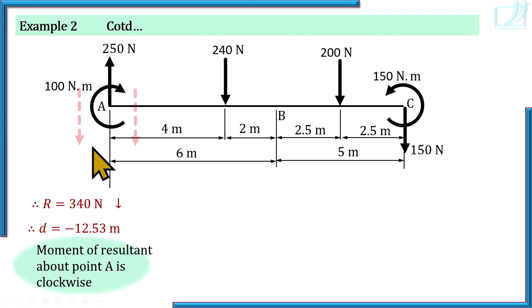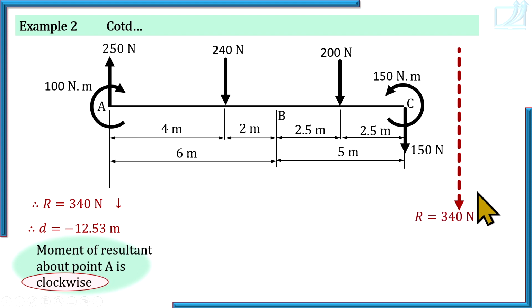I have visualized the resultant on these two sides. First decision we will take is whether it should be on the left side or right side. Now when the resultant is on the left side, it gives an anti-clockwise direction of moment about point A. So this is not the correct position of the resultant. Moment of resultant must have clockwise direction. So this is not correct. This is the correct position. But we'll show it at distance 12.53 meters.